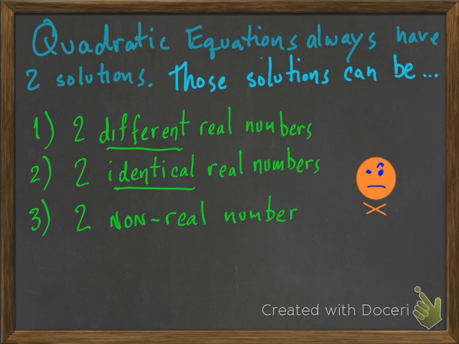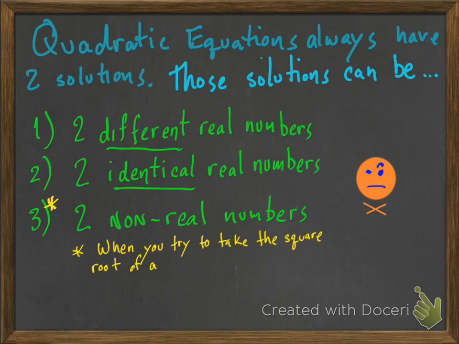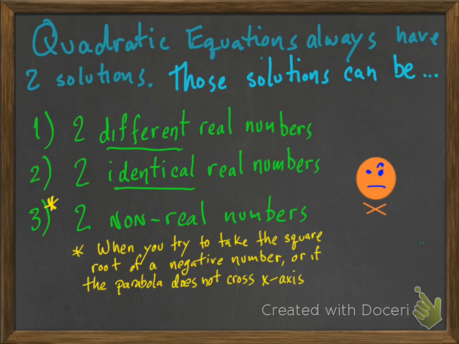Finally, you could have two non-real numbers, which also is very strange. And that's what happens when you try to take the square root of a negative number in your algebra, or if you're dealing with the graph of a parabola that does not cross the x-axis. So this is brand new stuff. I know this is a big deal here. I hope you stayed with the video here to the very end.